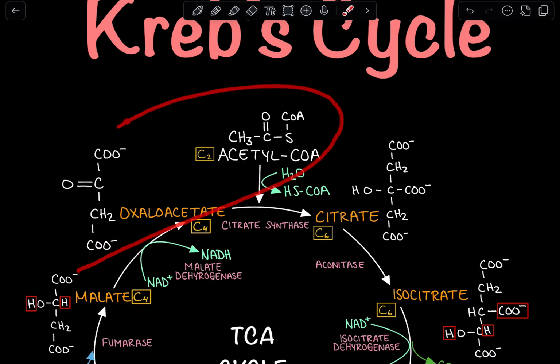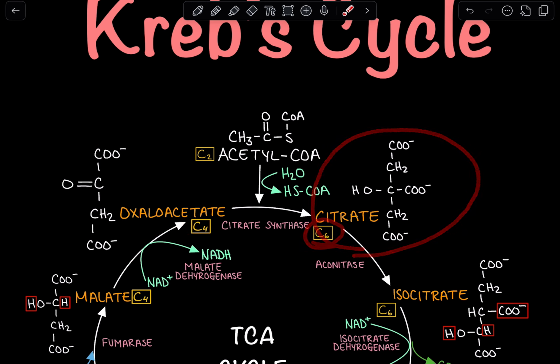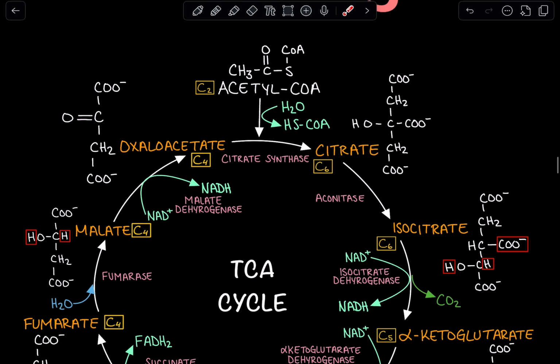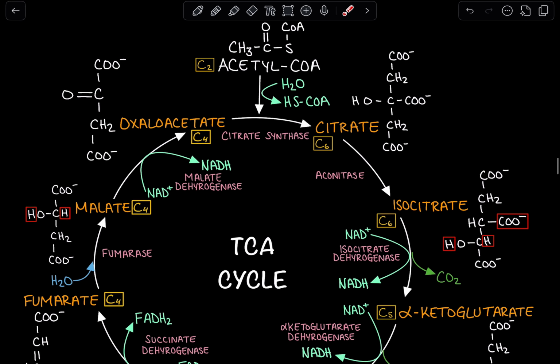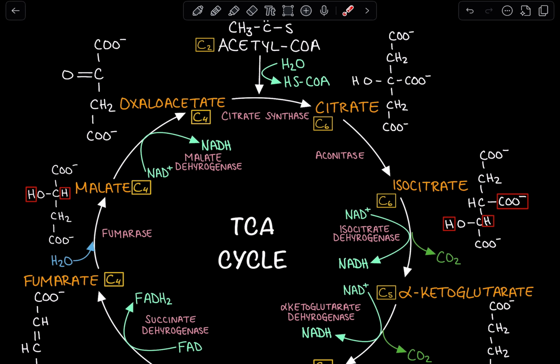Now, when these two molecules come together, we're going to form a 6-carbon molecule known as citrate. And this reaction is catalyzed by the enzyme citrate synthase. Now, in a separate video, we have already gone over this mechanism, so if you're interested in more detail, go refer to that video to see how exactly oxaloacetate and acetyl-CoA come together to form citrate. Now, once we have citrate, we have to undergo an isomerization reaction, and we have an isomerase enzyme known as aconitase, which is going to catalyze this reaction. And as a result, we get the isomer, isocitrate.